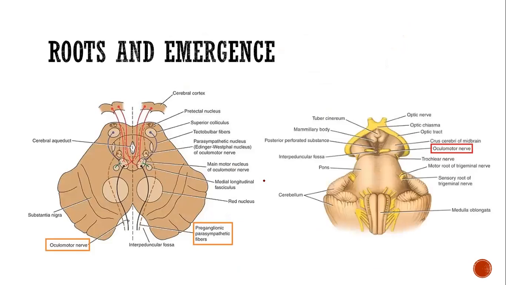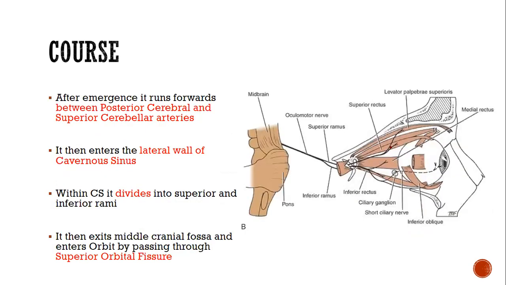Now, when we talk about the root, obviously we have two roots. One is the parasympathetic root, another one is the motor root, but both are running within the same nerve. And as you all know, the oculomotor nerve emerges from the midbrain, from the interpeduncular fossa on the anterior aspect of the midbrain. Now we talk about the course.